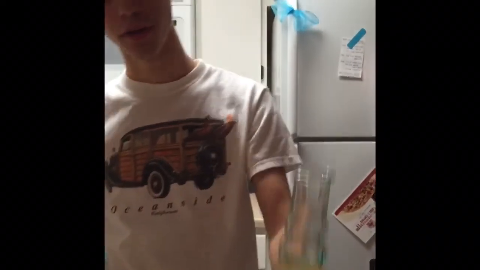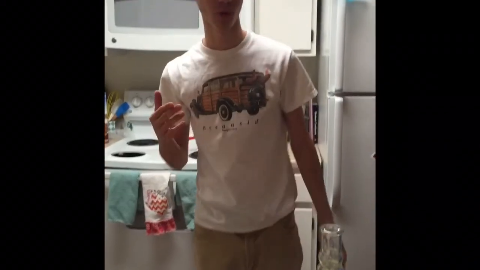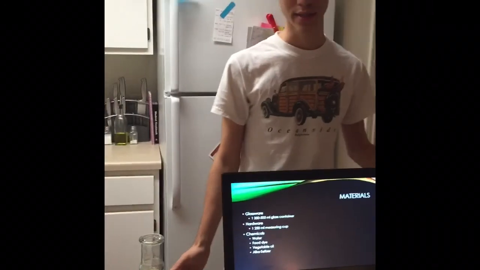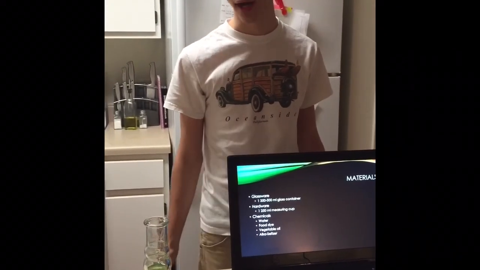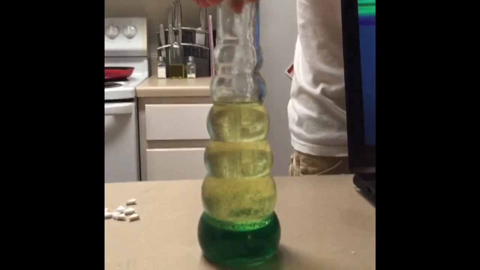If I spin this upside down, eventually the water, which we've colored with green dye, will go all the way back to the bottom because it's also more dense than vegetable oil. Water has a density of 1 gram per centimeter cubed, and vegetable oil has a density of 0.91 grams per centimeter cubed. So the water will always go back to the bottom, and the vegetable oil will always float on top.